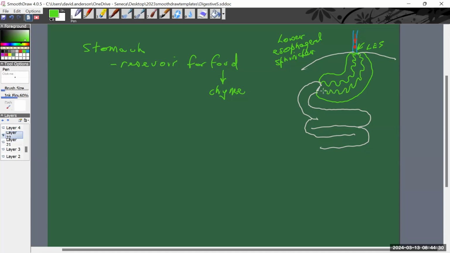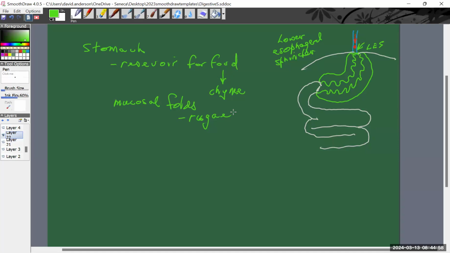I'll write it out for you in a second. Those mucosal folds are called rugae. So this is a distinct feature of the stomach lining. Those folds allow for expansion of the lumen of the stomach. As the stomach fills, these folds become stretched.